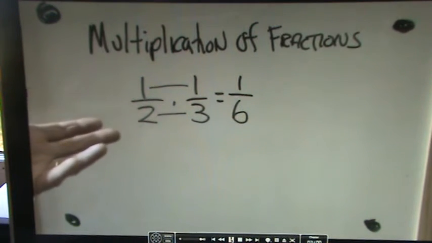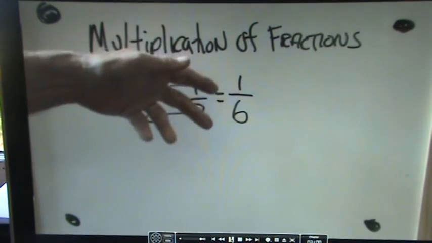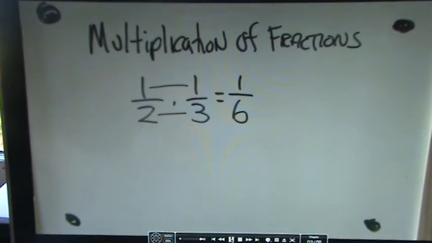Then the only other thing I have to do is I have to say, well, okay, this is a proper fraction, so I don't have to change it, and it is in its lowest name, so the problem is done. Very simple.